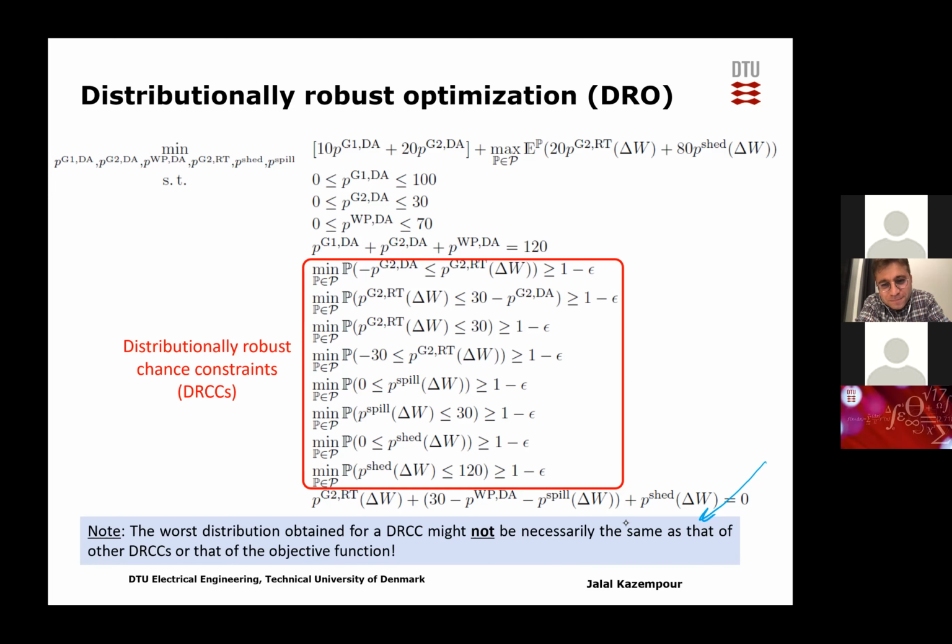That's right. Can I correct my question then? It's more about the fact that in each constraint we minimize over the set of distributions. Then we take the worst case of all distributions, and in the first constraint distribution A might be the worst one, in the second constraint distribution B might be the worst one. But these two constraints share the same variable.